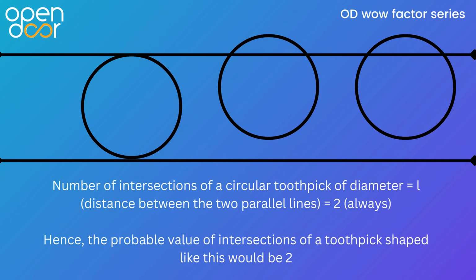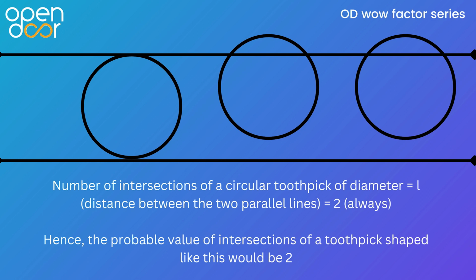So now suppose we take a toothpick in the form of a circle with total circumference and length of pi l, where l is the distance between the 2 parallel lines that we have used in the experiment. Now, if you look at the experiment and the situation very carefully, then you'll realize that in such a case, the number of intersections will always be 2. No matter what you do, the circle will always intersect a parallel line 2 times. So the expected value or the probable value will always be 2 if you extend it over infinite observations.